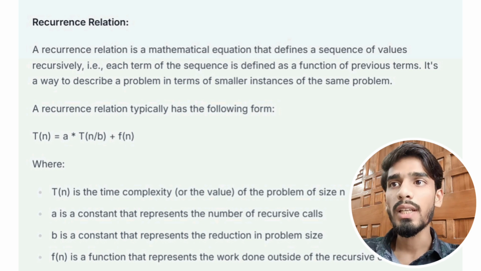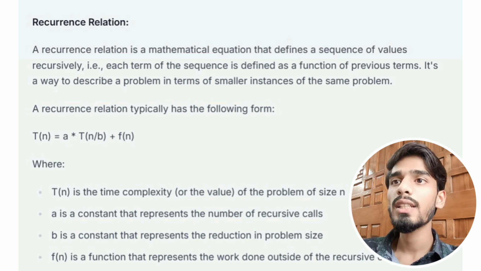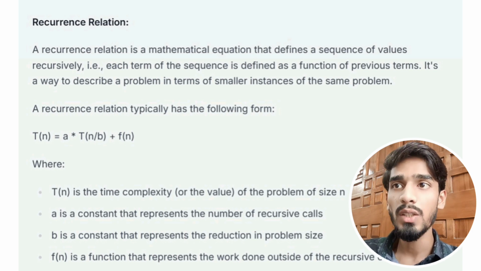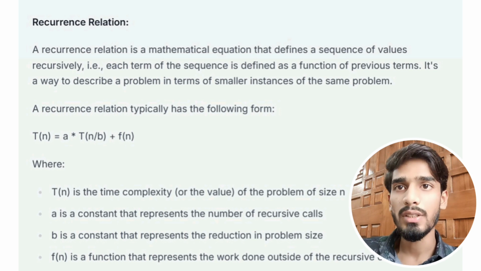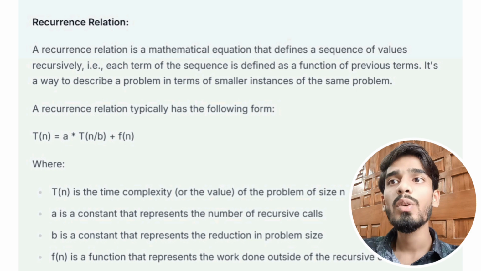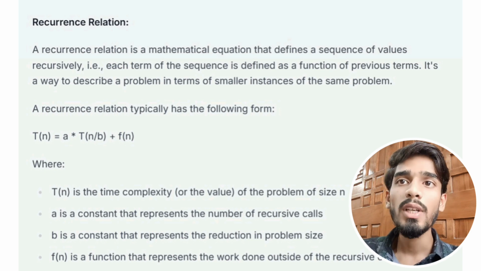First of all, what is a recurrence relation? A recurrence relation is a mathematical equation that defines a sequence of values recursively. That is, each term of the sequence is defined as a function of previous terms. It's a way to describe a problem in terms of smaller instances of the same problem.